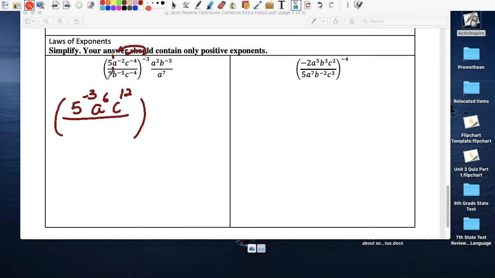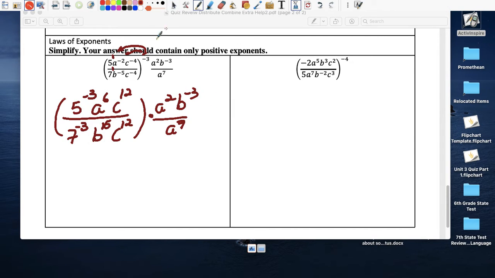At the bottom, 7 to the 1st power, so it's 7 to the negative 3rd. B, negative 5 times negative 3 is positive 15. And C is going to be 12. And then multiplied by a squared, b to the negative 3, a to the 7th. It's all being multiplied, so I could have just done one whole line.